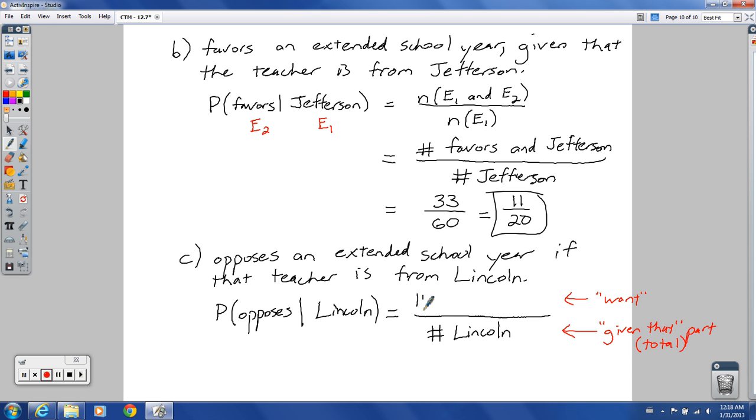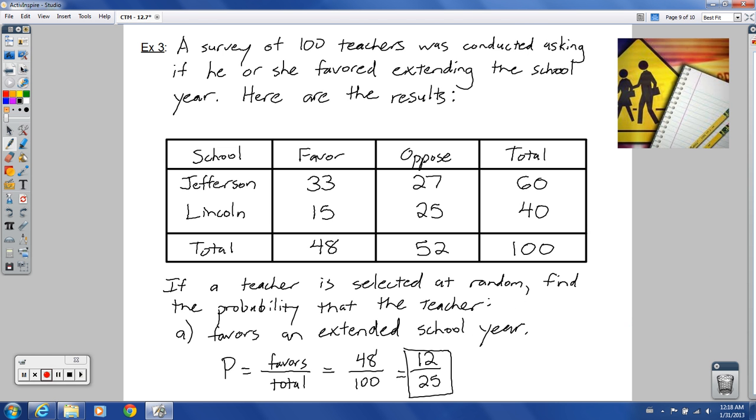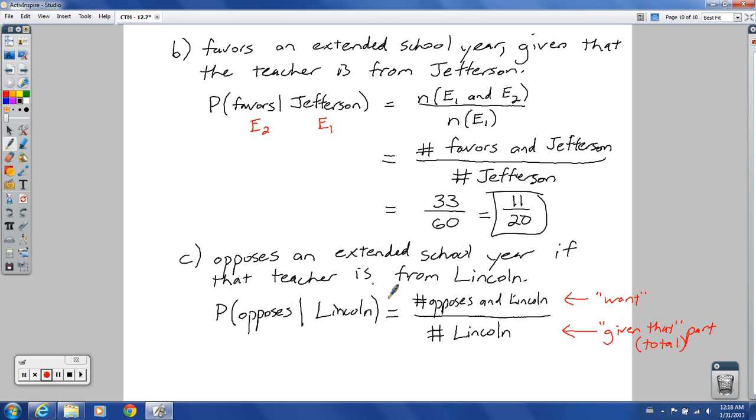And so what do we want to happen? We want to pick somebody that's opposing from Lincoln. So it has to be the number that opposes and is from Lincoln. If we look at the survey results here, the total from Lincoln is 40, and the number that opposes and is from Lincoln is 25. So this would be 25 out of 40. That you can reduce. You can divide both parts by 5. This would become 5, and this would become an 8. And so that would be the final answer there. This is going to be true up here as well. This is still the want part, and this is the given that part, or the total part.